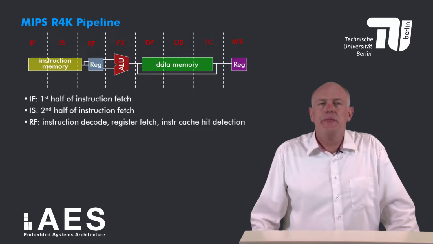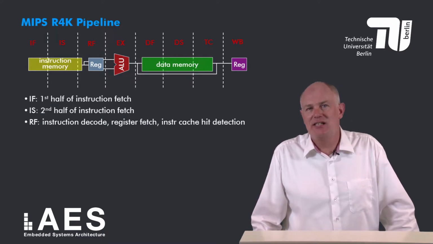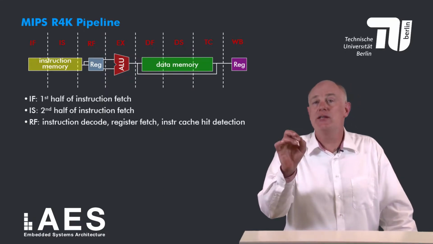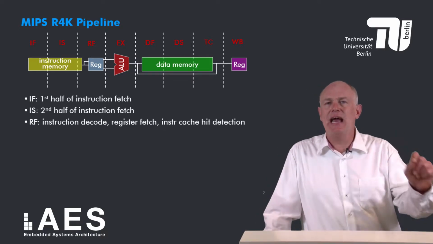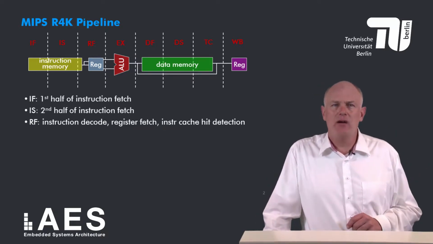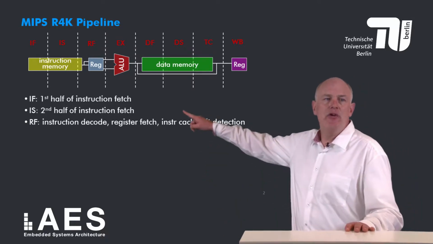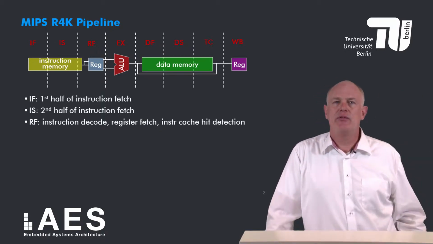The third stage is the register file stage, the register fetch stage. In it, the instruction is decoded, the registers are fetched, but it is also detected if the instruction cache access was a hit or a miss. For this reason, the instruction memory over here is shown as operating through RF.